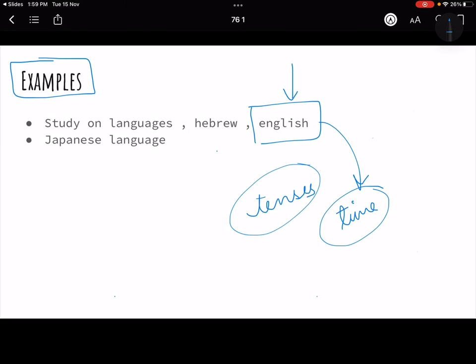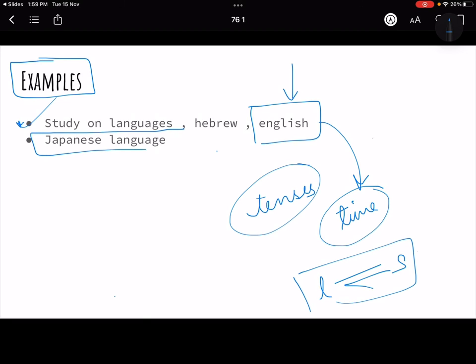So this shows how language and society are related. So this is one example. Then you can take the example of the Japanese language, which is also called a gendered language.